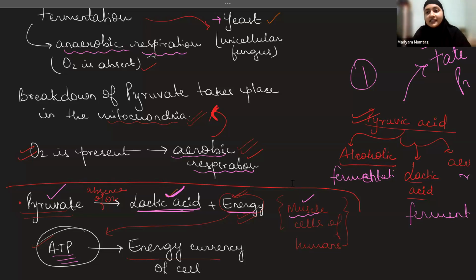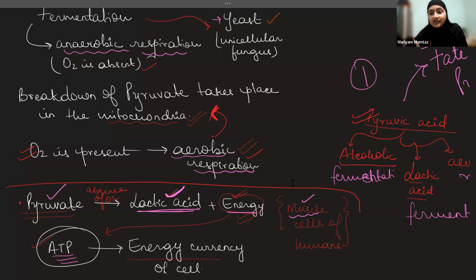After the pyruvic acid formation, meaning glycolysis has been done, where is the pyruvic acid present in the cell? Tell me the location. Cytoplasm. Cytoplasm. Now see, the alcoholic fermentation and the lactic acid fermentation, both of these two types of fermentation happen in the cytoplasm only. But I'm talking now about aerobic respiration.